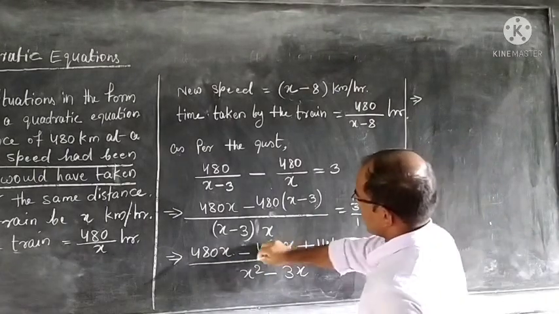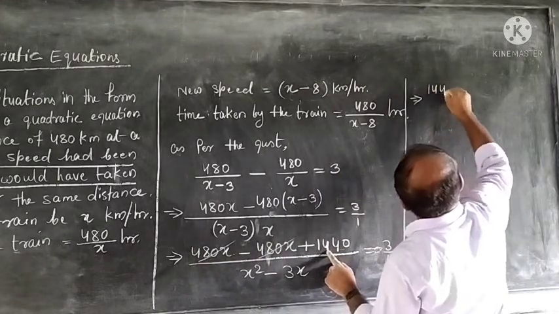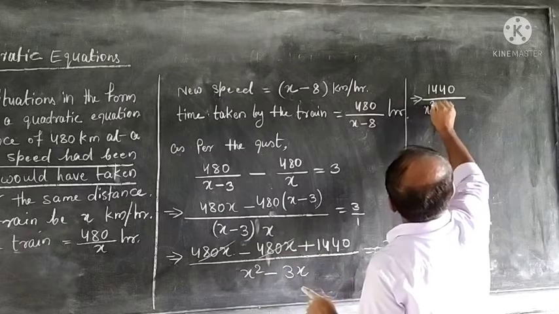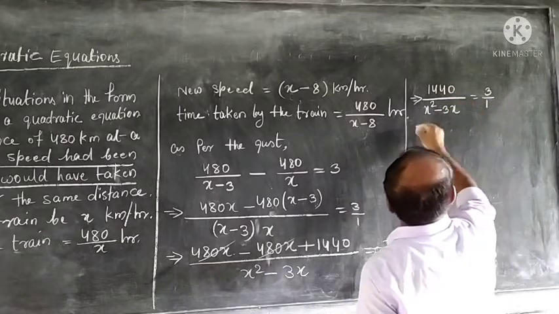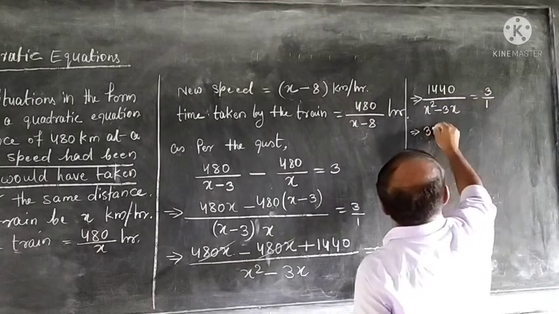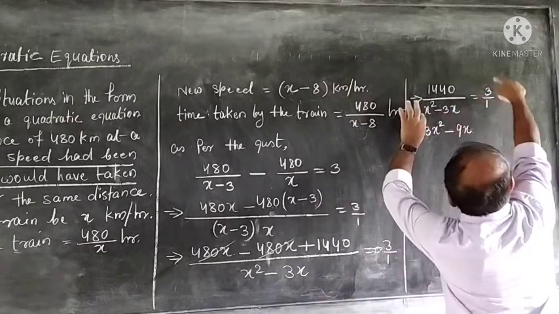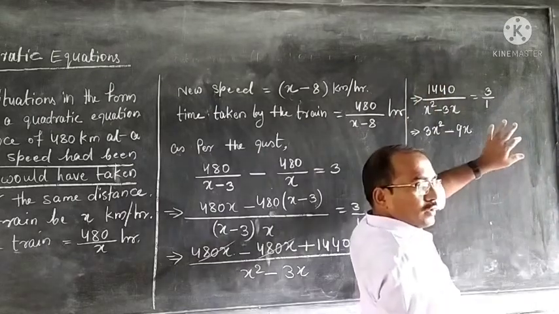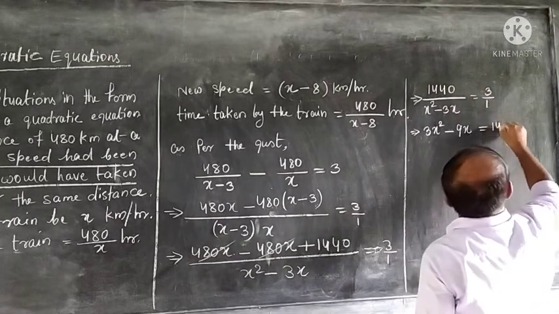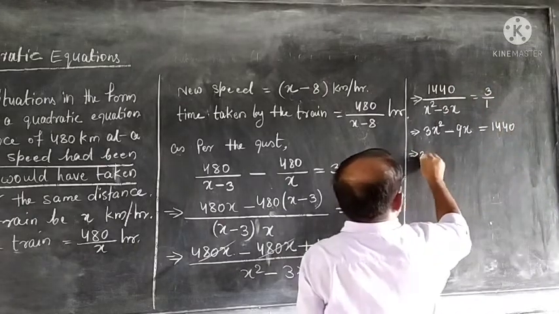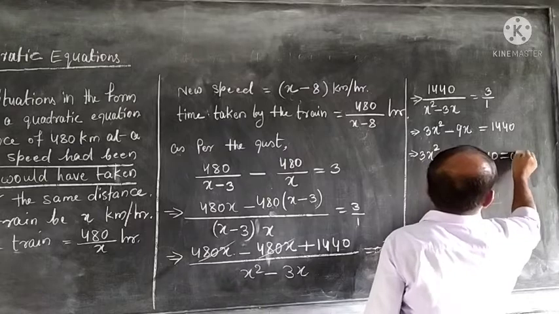What will happen? 480x minus 480x, this is cancelled, it will become 0. Remaining here, 3840 by x square minus 8x is equal to 3 by 1, and it is time to do cross multiplication. About this cross multiplication, you know, one denominator, another numerator, cross we multiply, and finally we get 3x square minus 24x minus 3840 equal to 0. This is the quadratic equation.